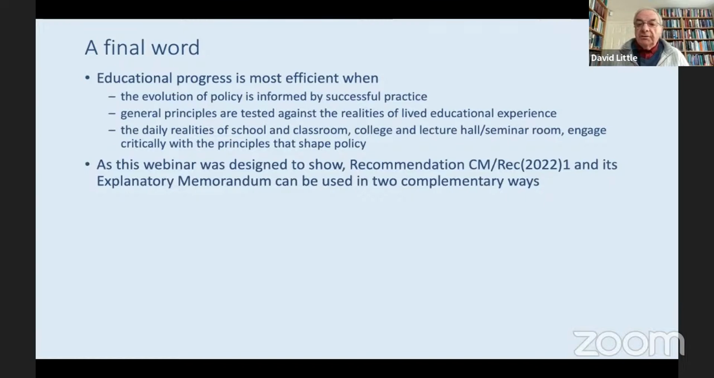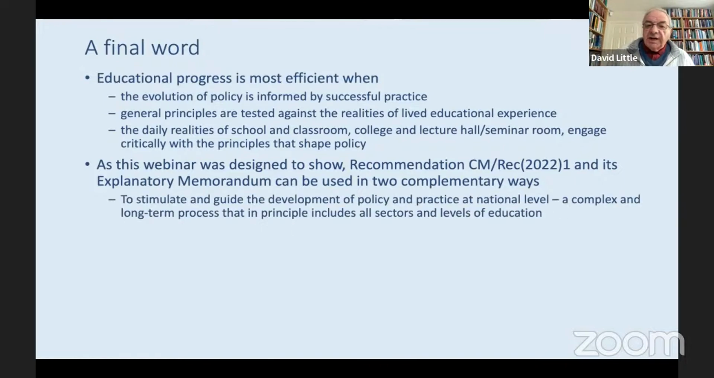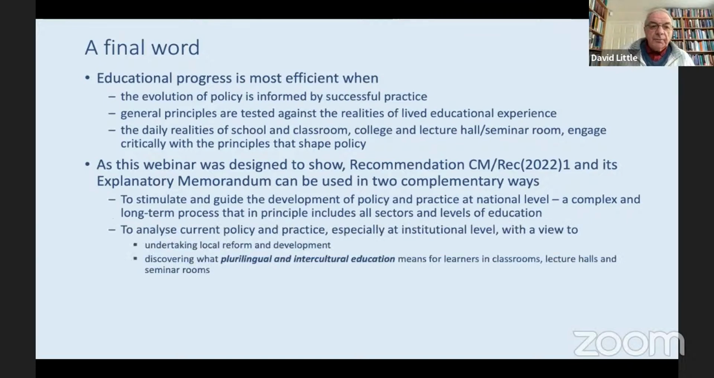As this webinar was designed to show, Recommendation 2022-1 and its explanatory memorandum can be used in two complementary ways: to stimulate and guide the development of policy and practice at national level, which is a complex and long-term process that in principle includes all sectors and levels of education, and to analyse current policy and practice, especially at institutional level, with a view to undertaking local reform and development and discovering what plurilingual and intercultural education means for learners in classrooms, lecture halls, and seminar rooms.